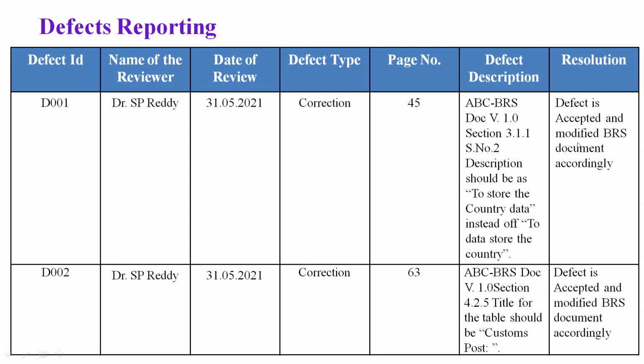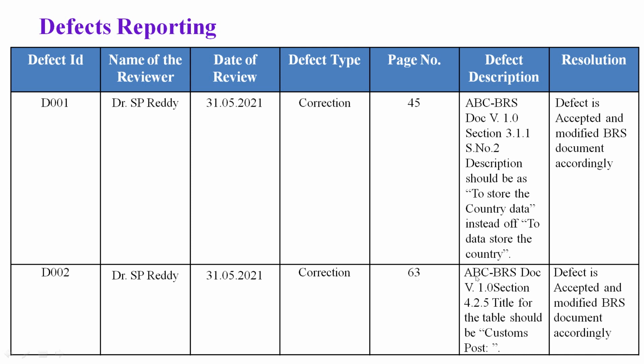Now, the defect is accepted and the BRS document modified accordingly. This resolution will be updated by the author of the document. The second one is the defect ID D002, name of the reviewer Dr. S.P. Reddy, date of the review 31/05/2021.